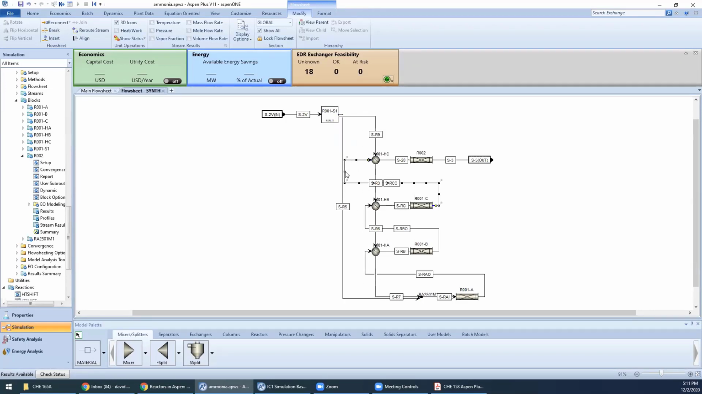There we go. Clean this up a little bit. So it comes in, goes through this splitter, and part of it goes to this plug flow reactor. That is then routed into a heat exchanger, goes through a plug flow reactor, heat exchanger, PFR, heat exchanger, PFR, and then out. The split stream runs the other direction through these heat exchangers.